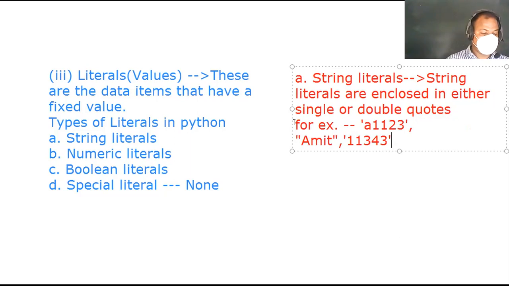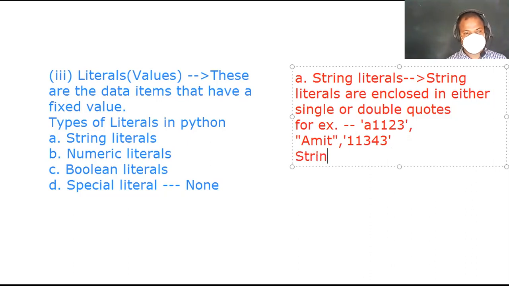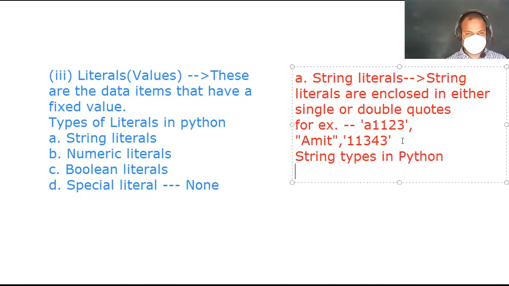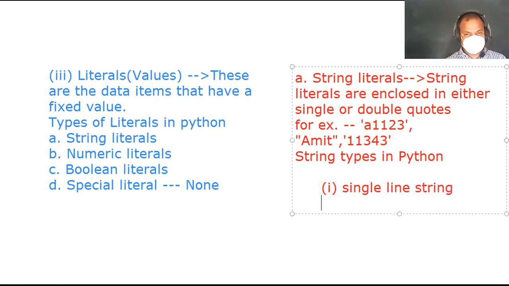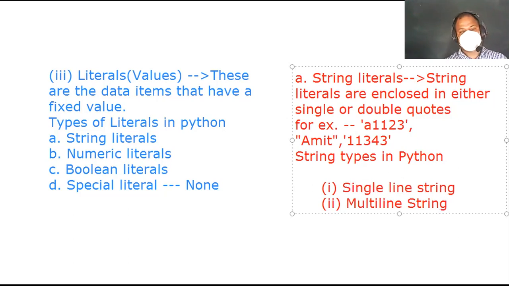And in Python, how do we treat a string? Let me type it here in detail. String types in Python. Again we have to change the notation. The first one is single line string, and the second one is multi-line string. These are the two types of strings in Python. First is single line string and second is multi-line string.